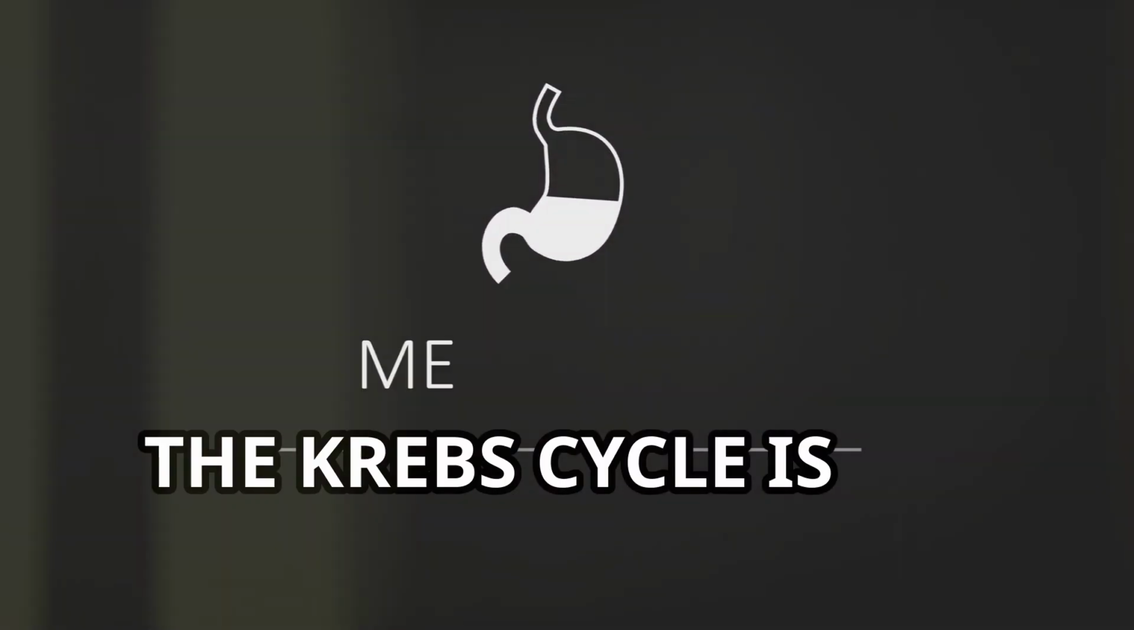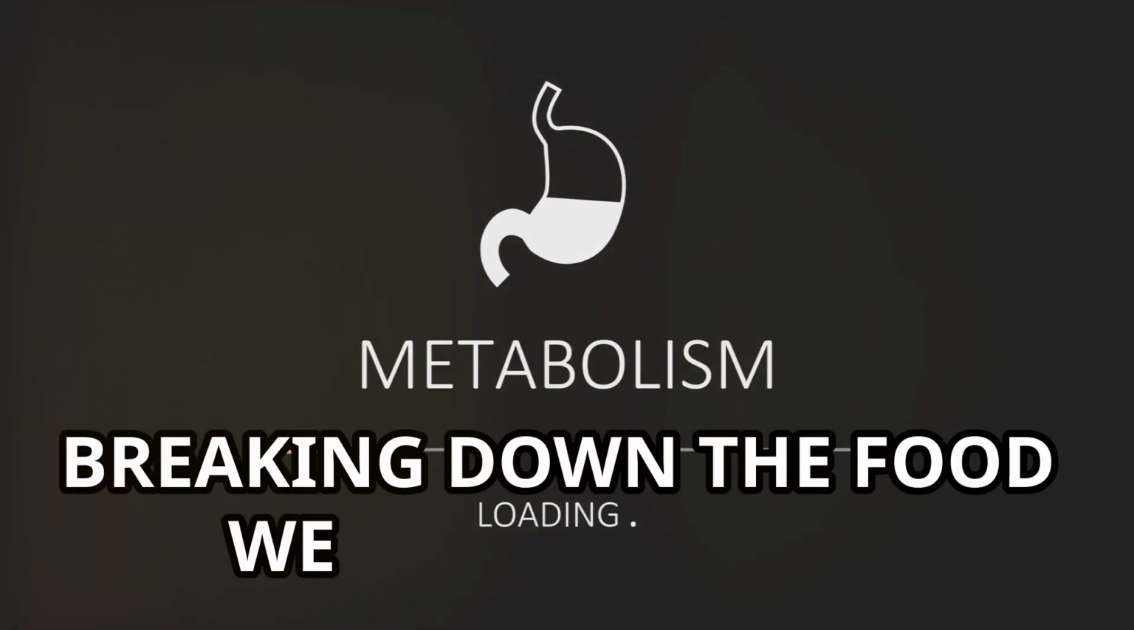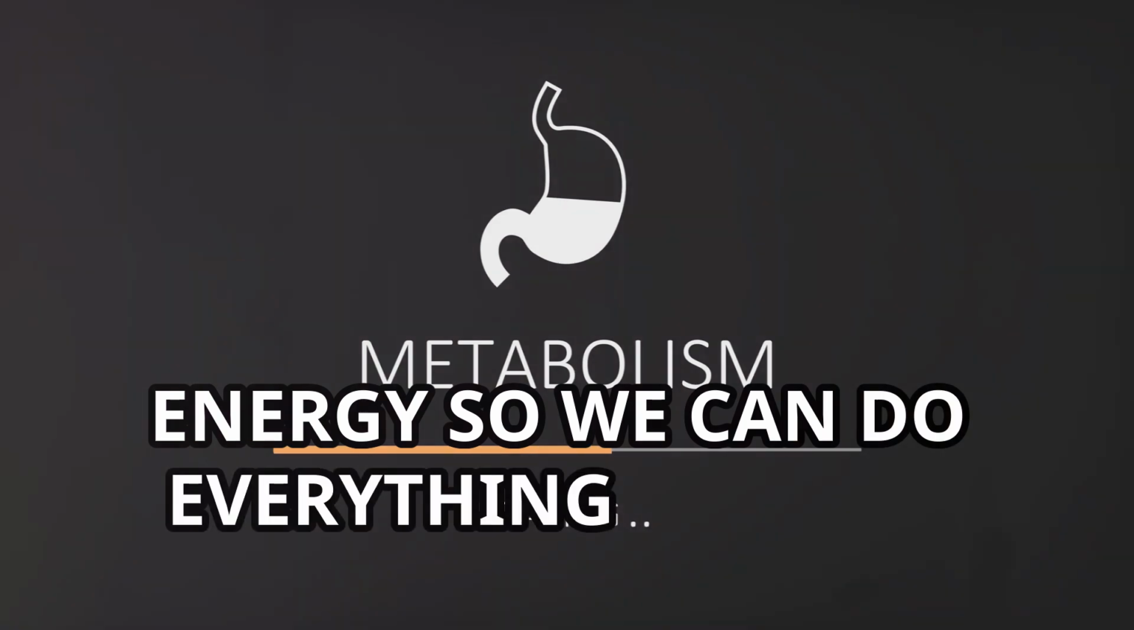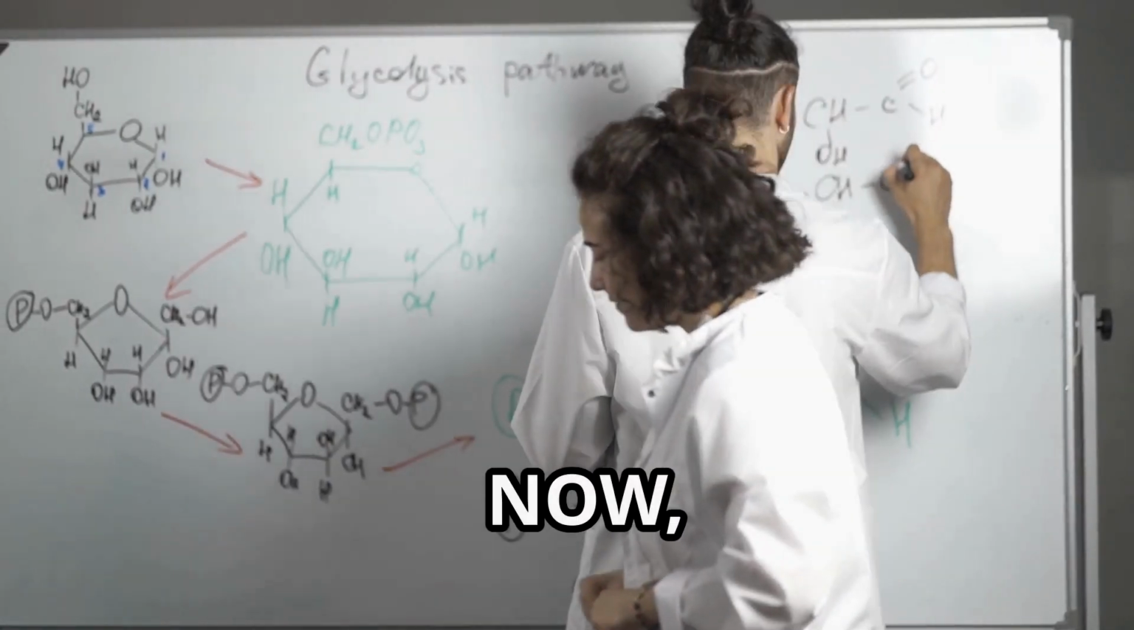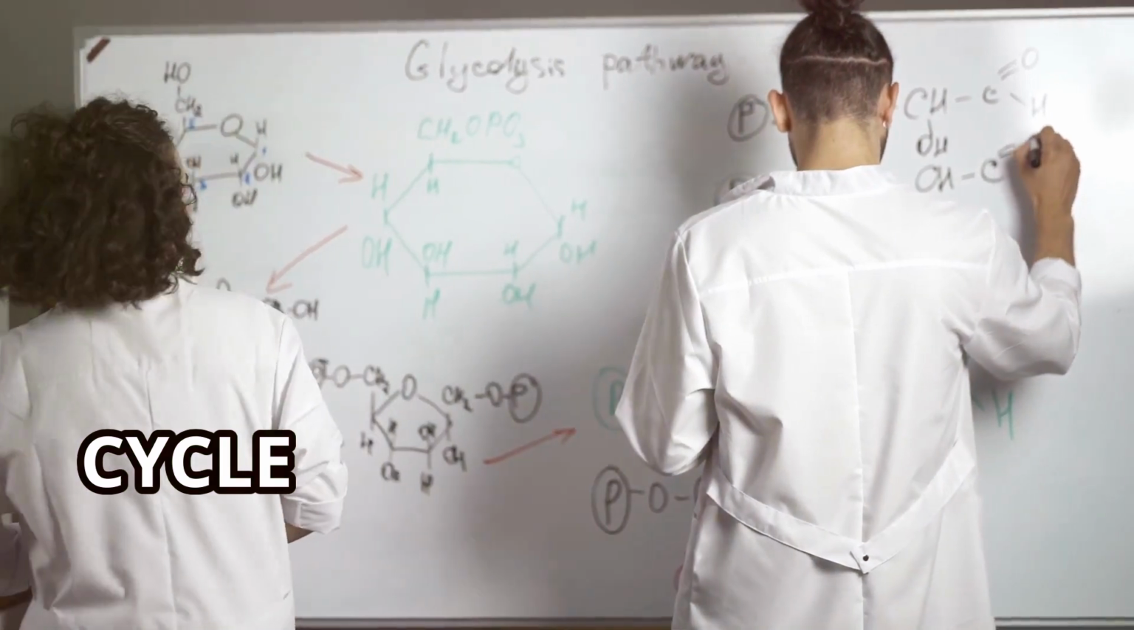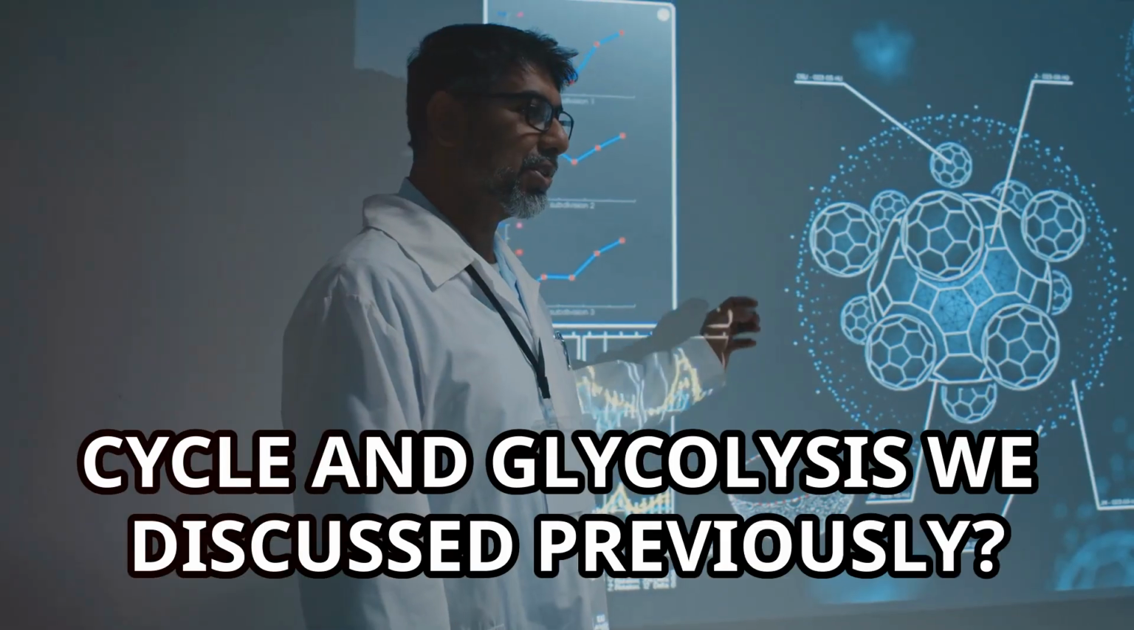The Krebs cycle is our body's way of breaking down the food we eat to release energy so we can do everything we need to: move, think, and live. Now, what's the difference between the Krebs cycle and glycolysis we discussed previously?